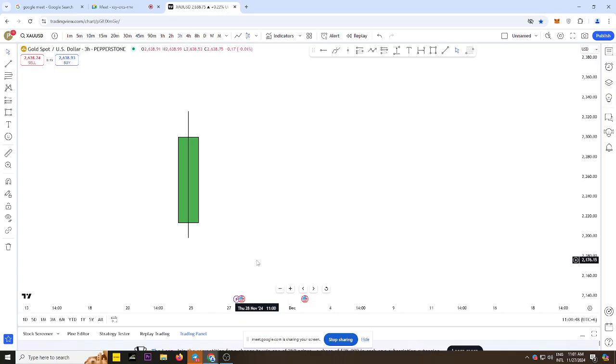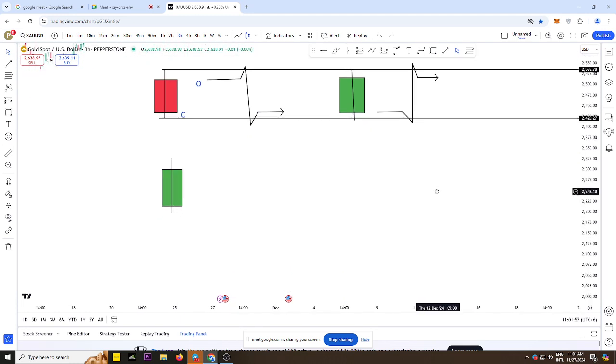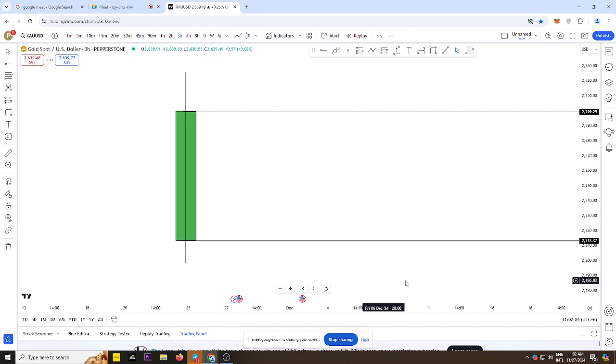Now, a little bit earlier, we understood what is open and close. Also, we understand what is high and low. So, if I ask you, is this the high or is this the low? What is your answer?